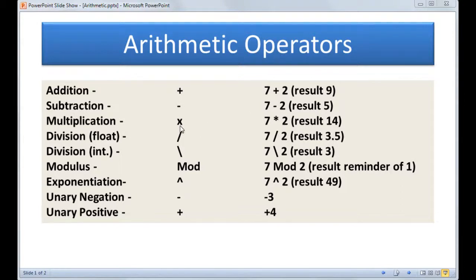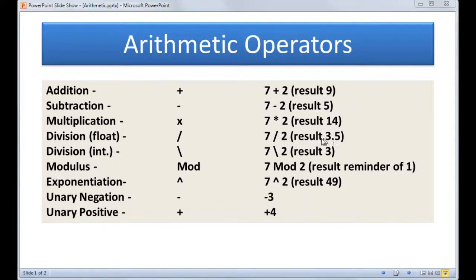Now, in multiplication, we use a slightly different symbol. A lot of times we'll write an X for multiplication, but in the computer we use the asterisk symbol. So 7 asterisk 2 will result in 14. And then we also do division, and we call this floating point division, which we're used to doing by hand. In this case, 7 divided by 2 will give us 3.5.